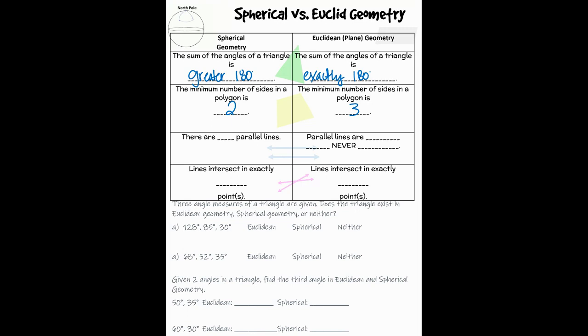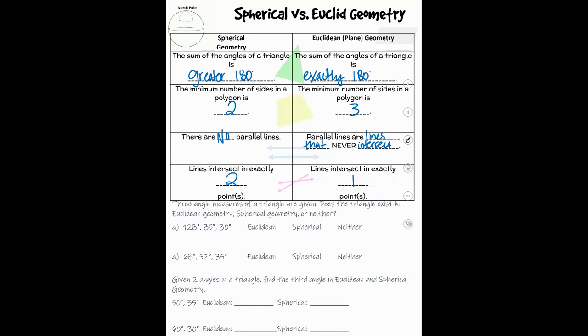We know in Euclidean geometry, parallel lines are lines that never intersect. In spherical geometry, though, because we're going around the globe, there are no parallel lines. Lines intersect at exactly 1 point in Euclidean geometry and 2 points in spherical geometry.